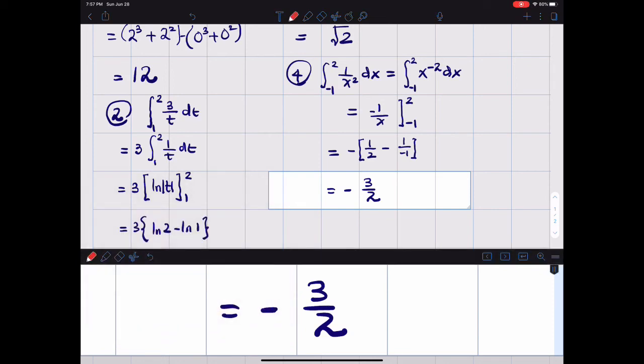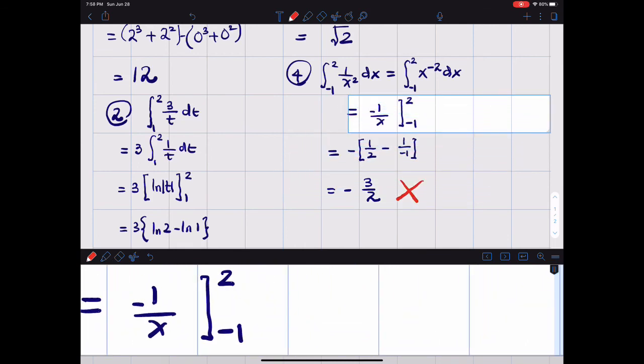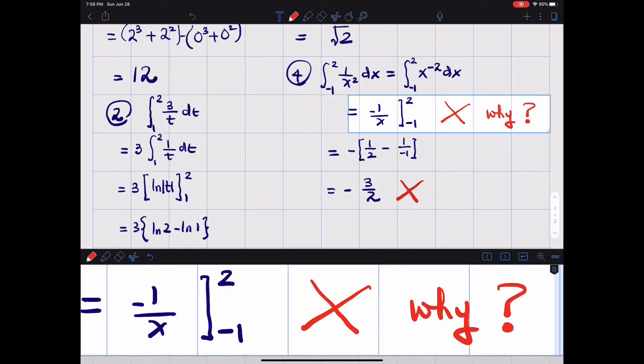But then I also claim another thing. I claim that everything I did here is wrong. I actually claim it's wrong starting from here. And the question is why. I want you to think about this and tell me why this is wrong in class.